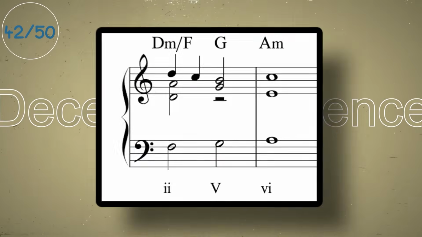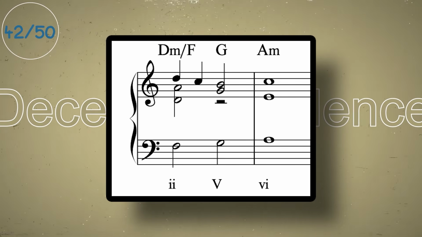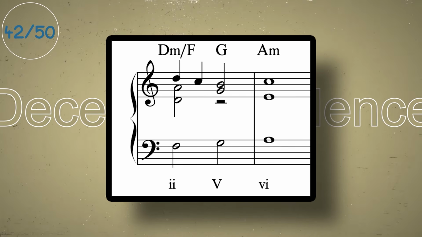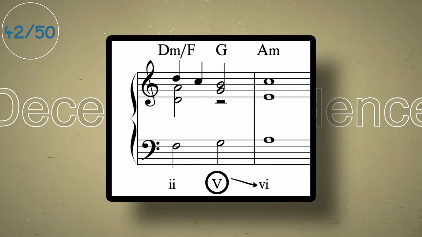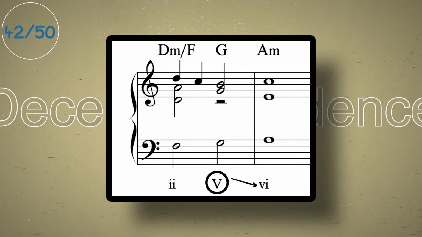Deceptive cadence. A deceptive cadence is like a plot twist that is meant to trick the ear. Generally, the 5 chord wants to resolve back to the tonic 1 chord, but instead it resolves to the 6 chord, which usually surprises the listener.